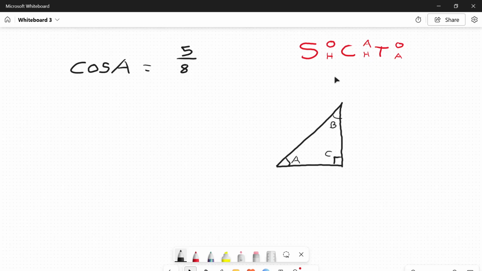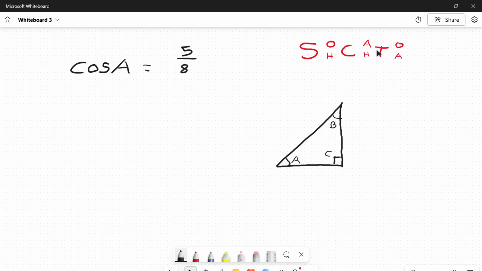I've got this red rule. SOHCAHTOA is how most people remember it. This is just how to use the trig functions, sine, cosine, and tangent. Sine of an angle is opposite over hypotenuse. Cosine of an angle is adjacent over hypotenuse. Tangent of an angle is opposite over adjacent. So that's how I'm going to be reading this. So cosine is the trig function we're focusing on for this problem.